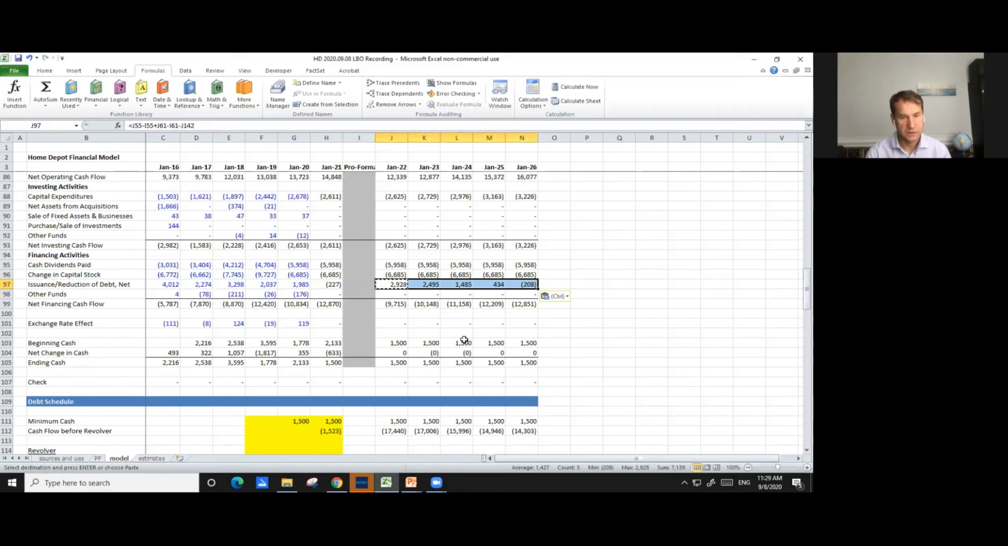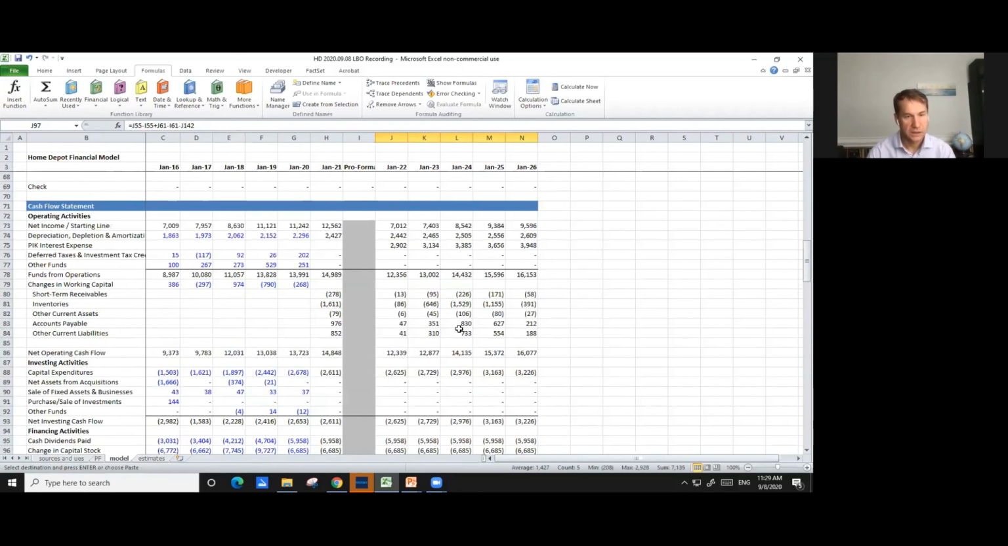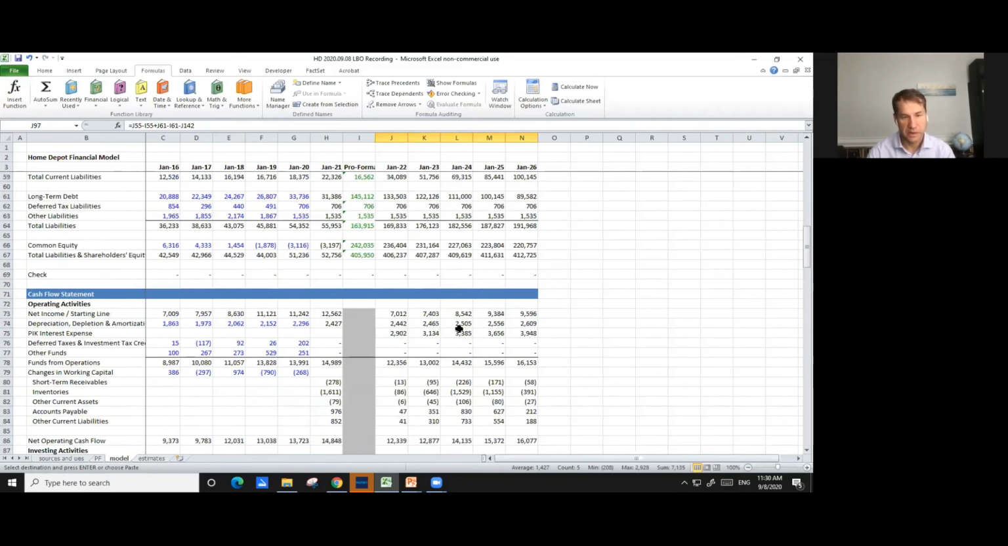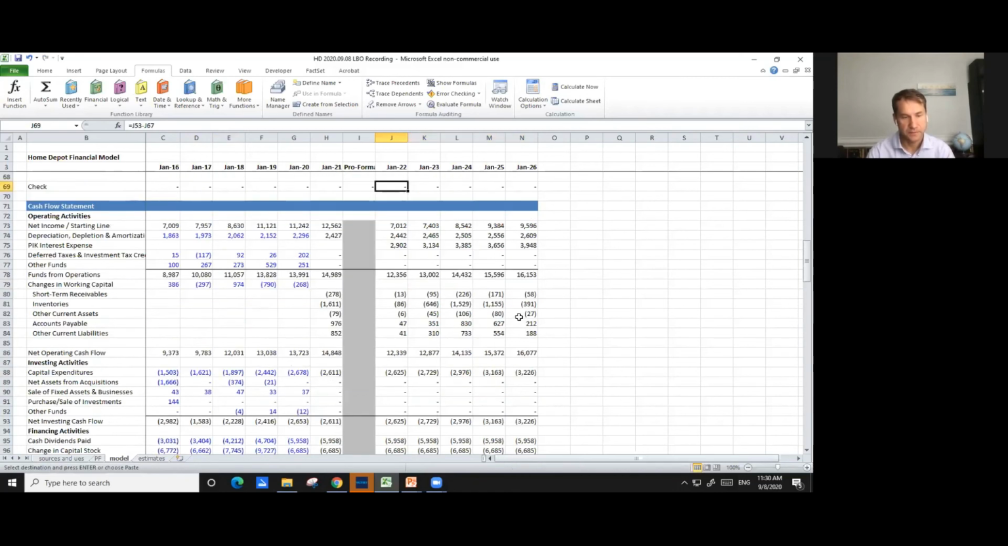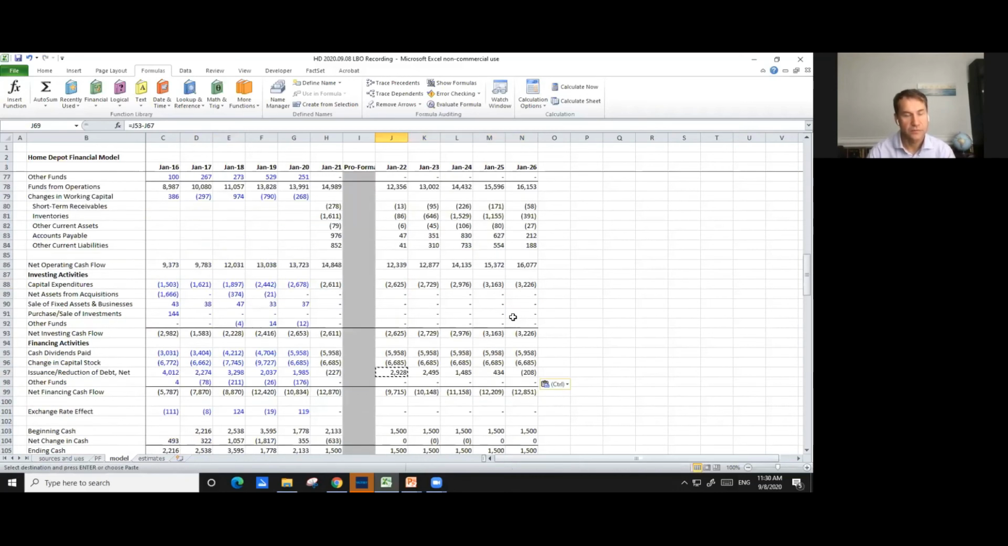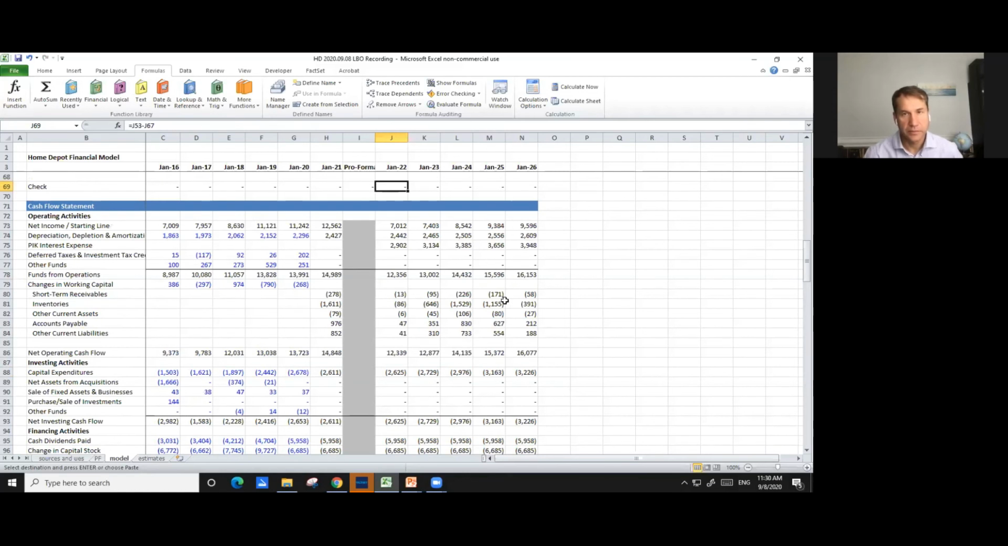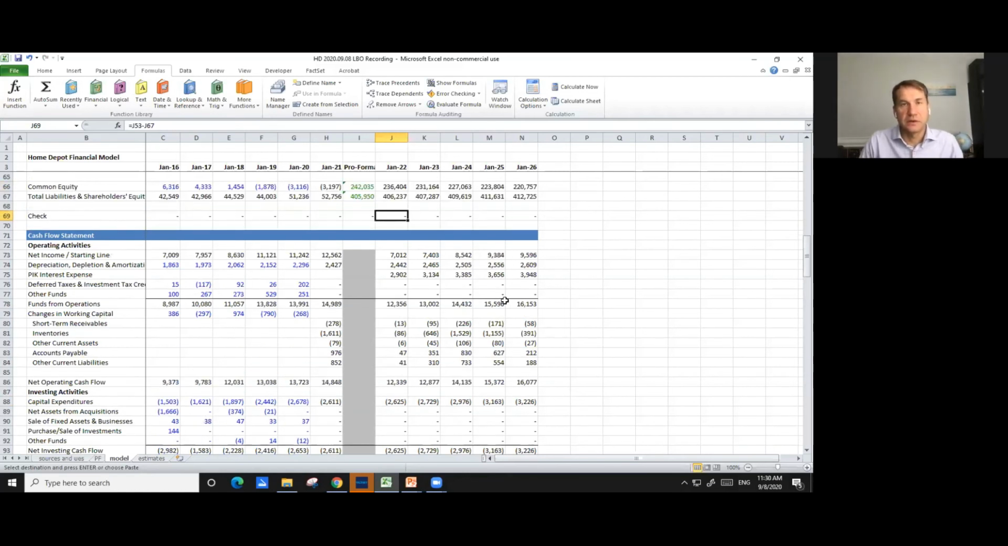And I'll extend that line. And now you'll see that my balance sheet actually balances. So payment in kind introduces a little bit of complexity for us. Let me just summarize how it's treated.